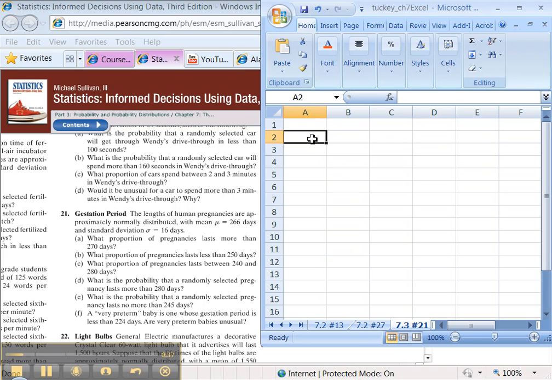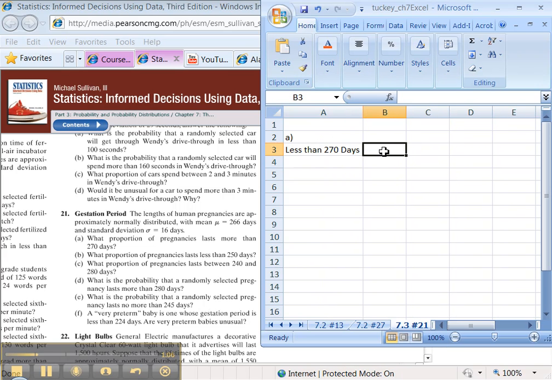Alrighty then, so let's go here for A. The thing to keep in mind about the normal distribution is that it always works with the left tail. That's true with the NORMINV and that's true with the NORMDIST. Those are the two functions we're going to be working with. So we're not going to be able to find more than 270 days right off the bat. What we're first going to do is find less than 270 days, and then we're going to take it away from 1. So let's find this first.